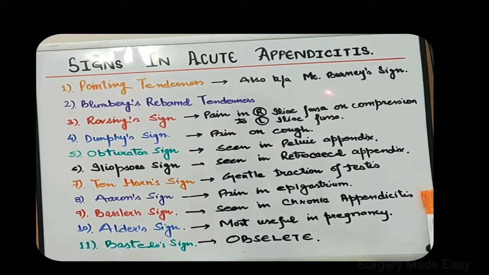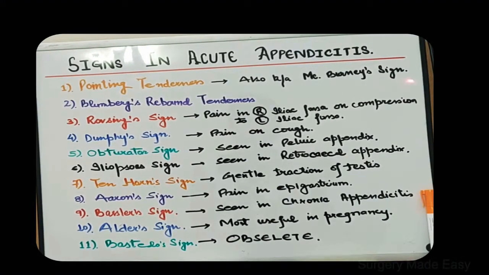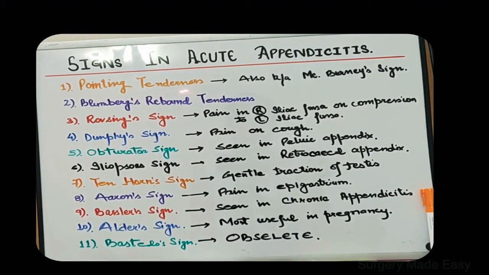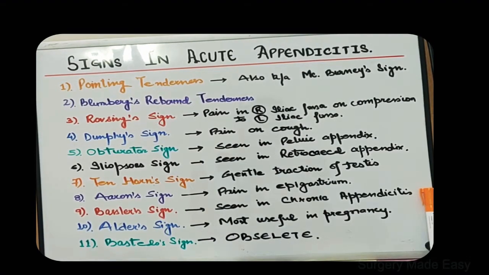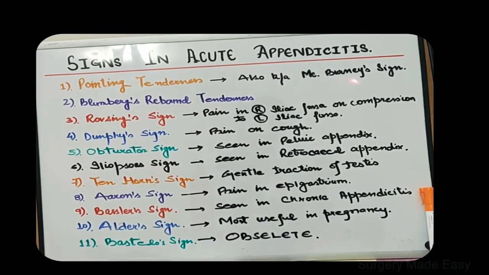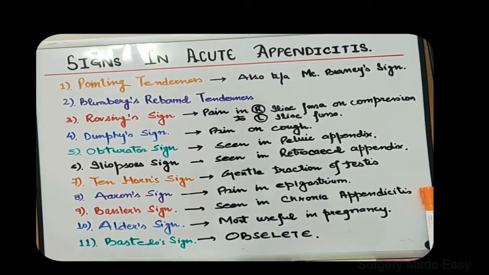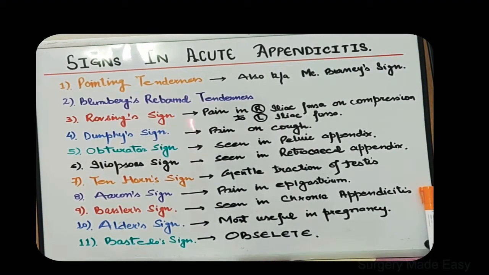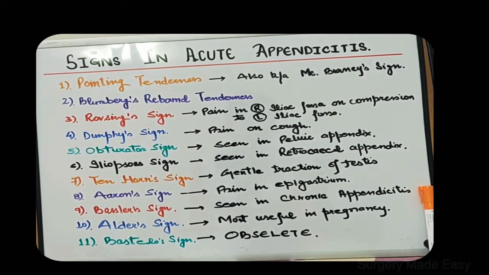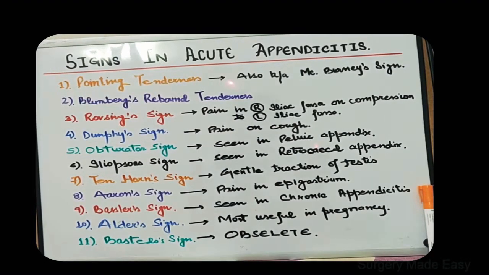First sign is the pointing tenderness sign, also known as the McBurney's pointing tenderness sign. This is a very simple sign to elicit. We just put a gentle compression, a gentle push, at the right iliac fossa at McBurney's point, and the patient starts feeling a sharp pain. This is the point tenderness.